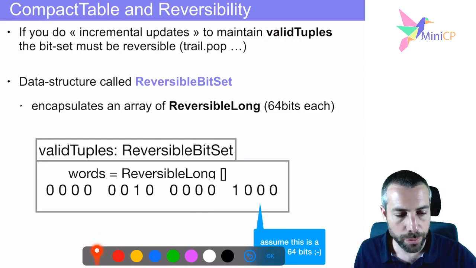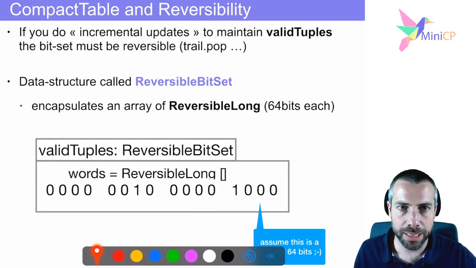In the next video, I will explain how we can make compact table reversible. In practice, the data structure that we want to be reversible is the set of valid tuples.